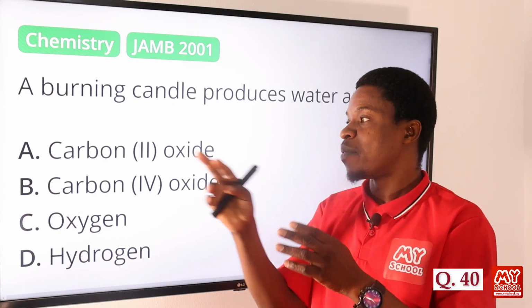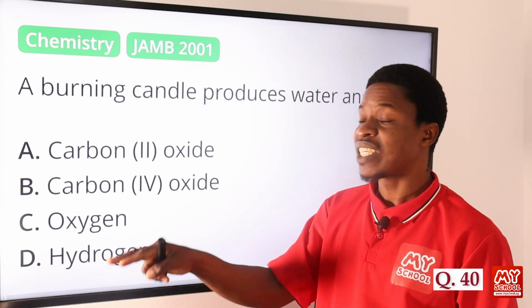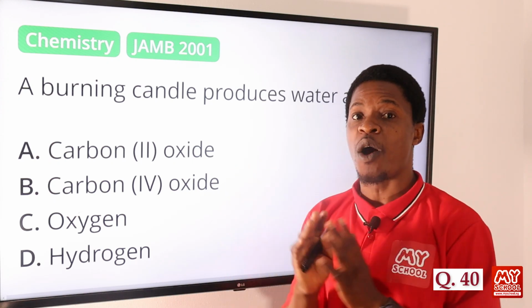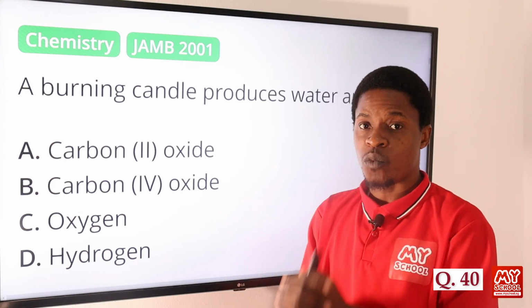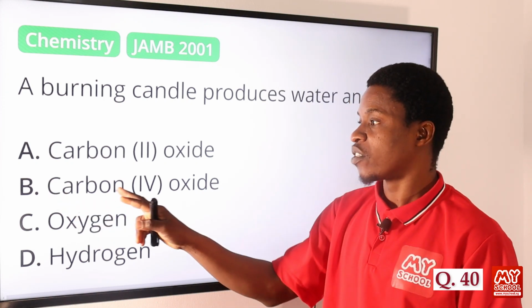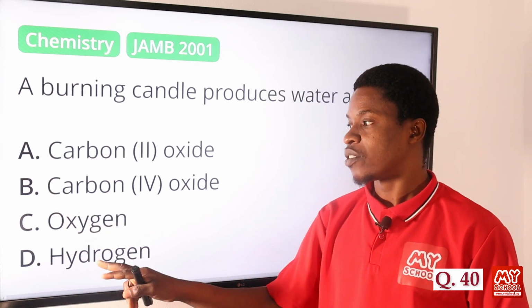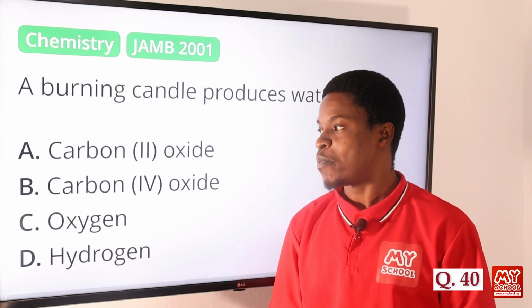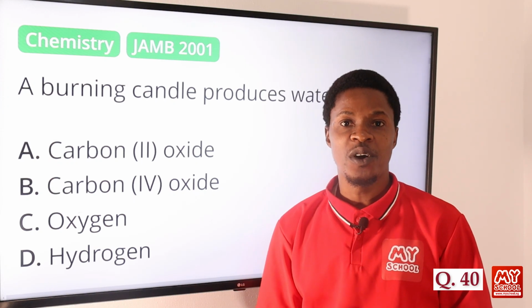But in this case, it says the burning candle produces water. Just the combustion of hydrocarbon is going to form water and carbon dioxide, which is CO2. So carbon dioxide, option B, not oxygen, not hydrogen. So the correct answer actually is option B, carbon dioxide.